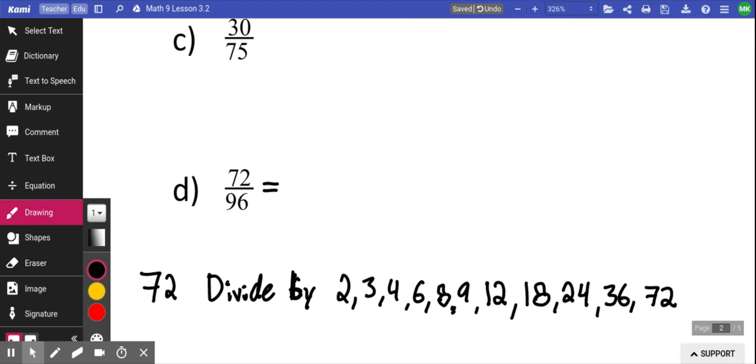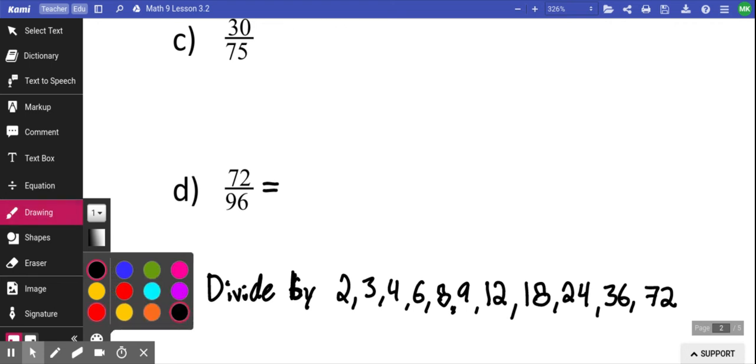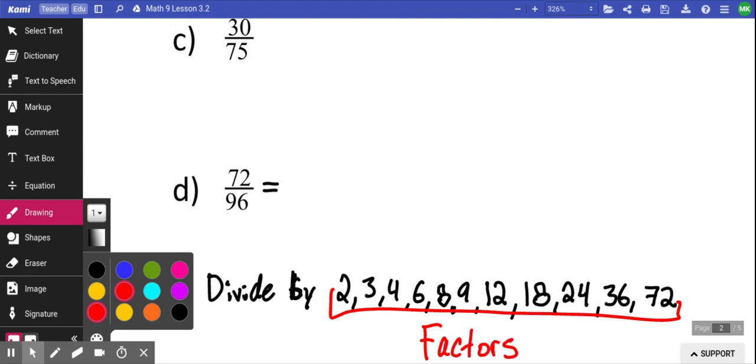All we're doing is trying to figure out the things that could divide into our smaller number. These are all the numbers that could divide into 72. That's also known as a factor of 72. Things that can divide are called factors. It's the numbers that can divide into 72. Your goal is to find the biggest one that is also a factor of 96, and it is 24.